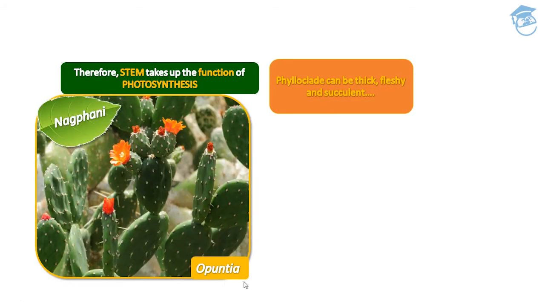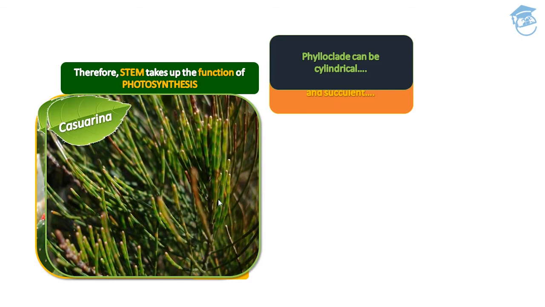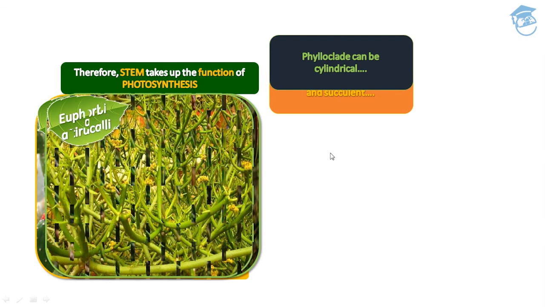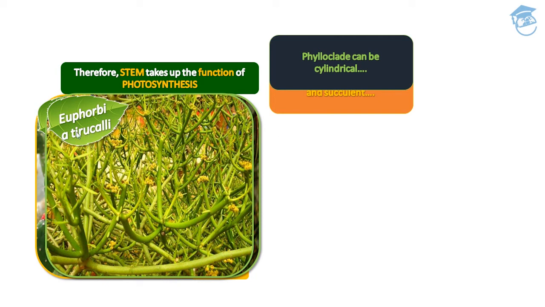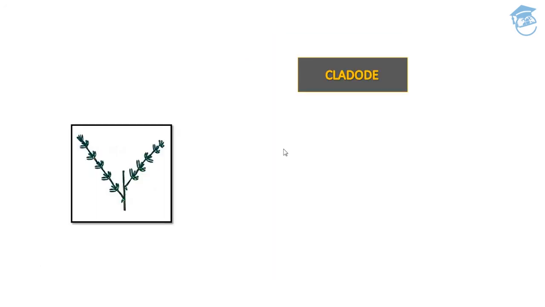Nagfani, Opuntia, whose botanical name is Opuntia, is seen in this. Phylloclade can be cylindrical too, see, as in the case of Casuarina, and Euphorbia. Phylloclade can be flat and ribbon-like too, like this. It is ribbon-like. Now another aerial modification of a stem is the cladode.